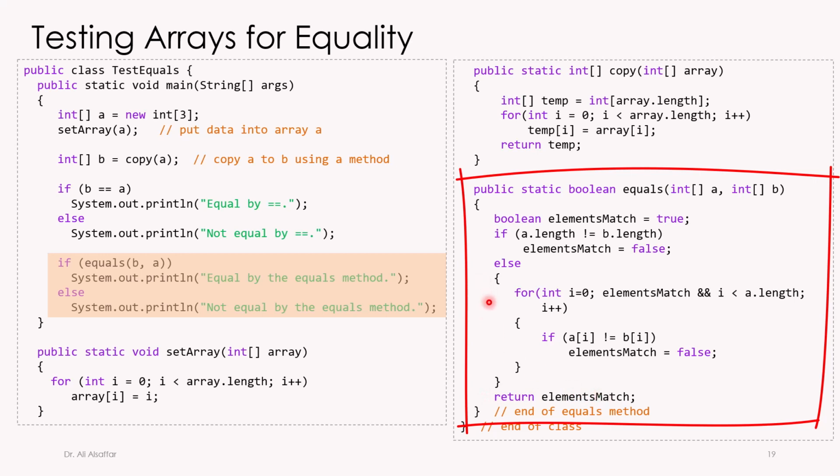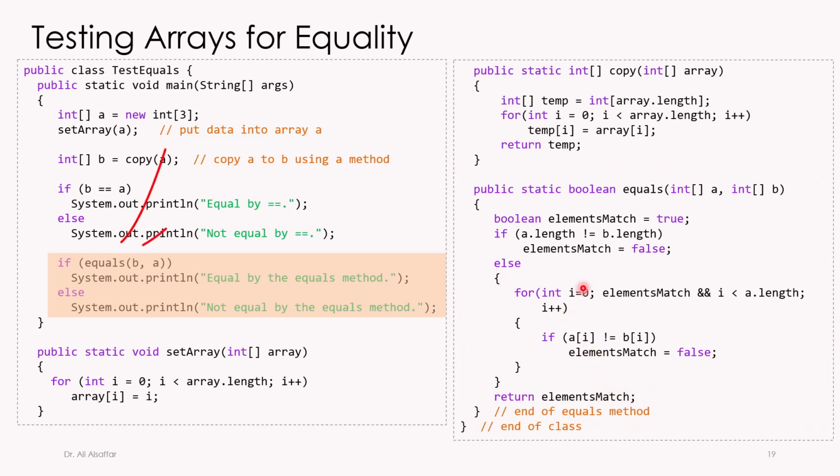However, if all elements agree in both arrays, then this if statement is never true. So in this case, elementsMatch will never change and it will be true, and when we exit the for loop, elementsMatch will keep its value true, and this true will be returned as the return value. So when the method returns true, that means A and B are equal, and when it returns false, that means they are not equal.